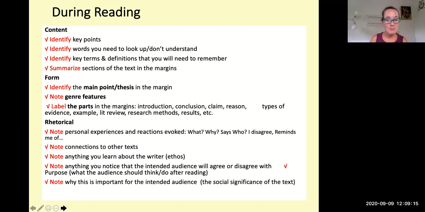In terms of form during reading, identify the main point or the thesis in the margin. Note any genre features that you're noticing and label the parts, the introduction, the conclusion, claim, reason, types of evidence, all of that type of thing.